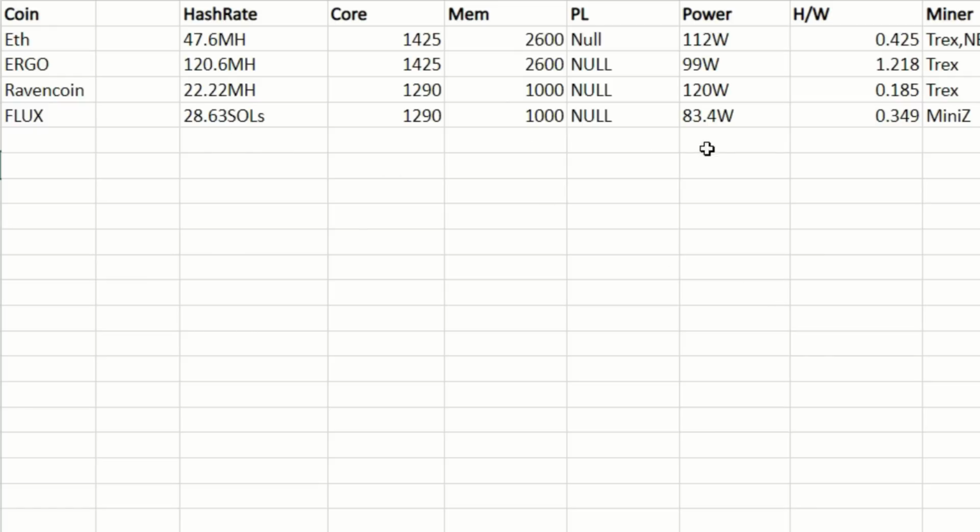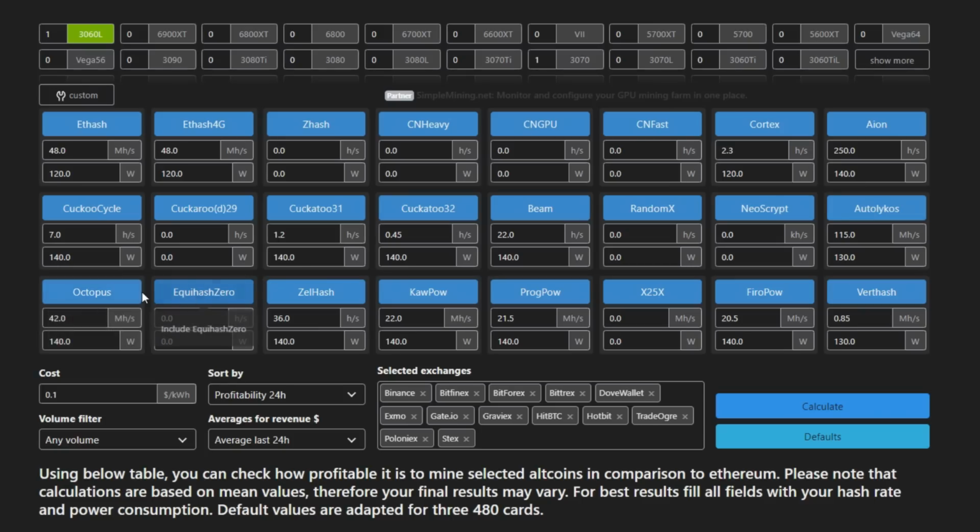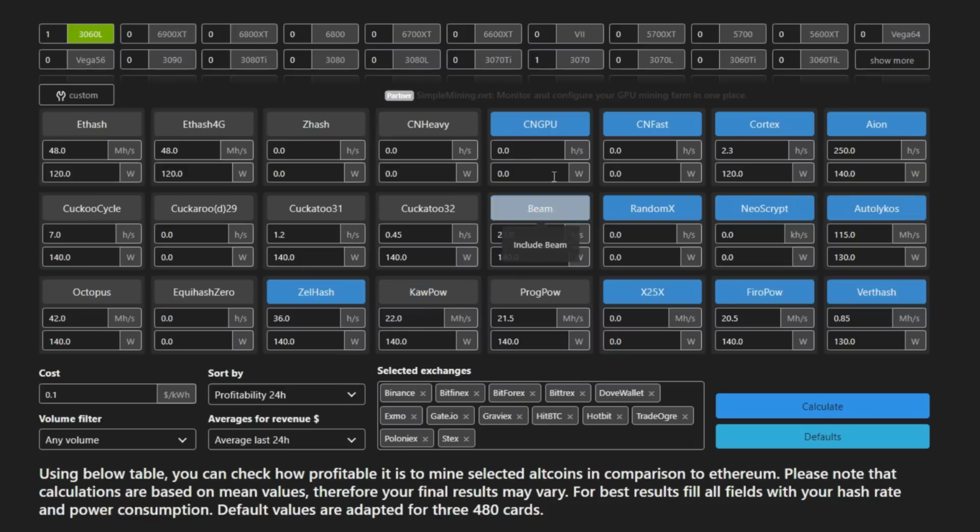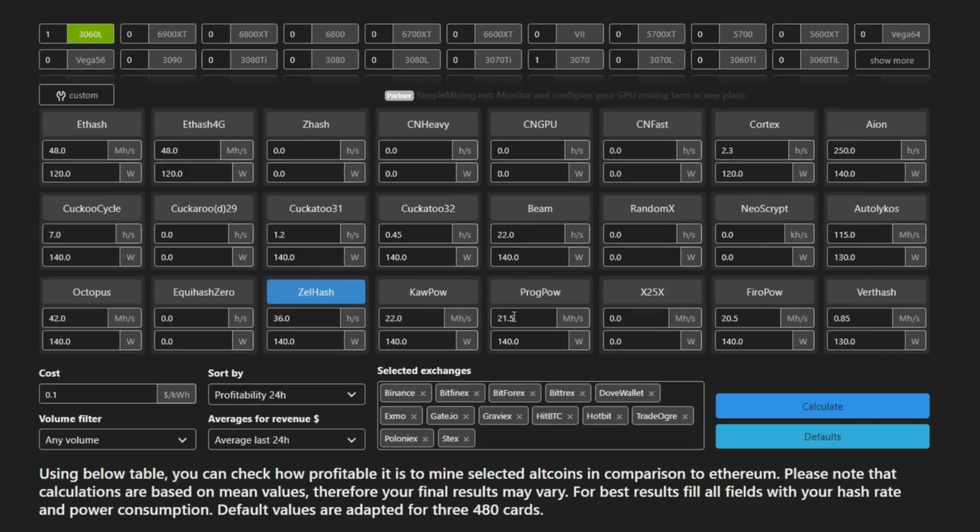28.63 sols at 83.4 watts at the wall. This is the absolute GPU power being used, only 83 watts. And then we can see Ethereum here was 112 watts, Ergo was 99. This was giving us a hash to watt ratio of 0.349. So I do want to get rid of everything here except for FLUX. Okay, so now we only have FLUX listed here for our 3060 LHR.